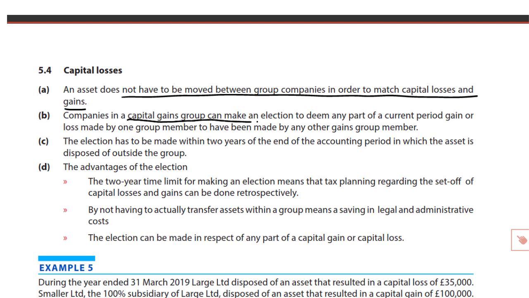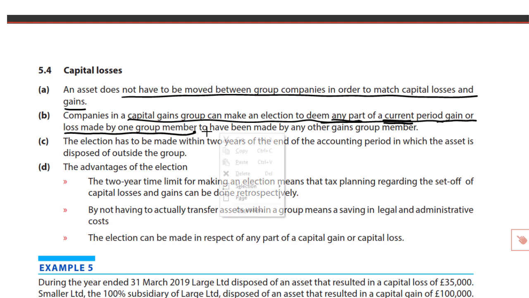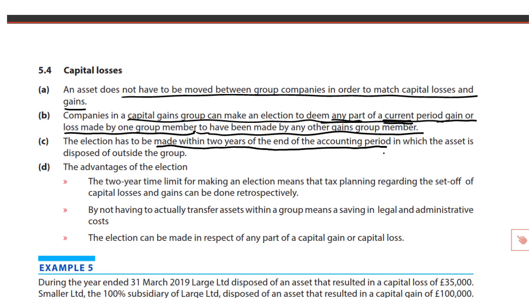Companies in a gains group can make this election to deem, here we go again, any part of, note that, a current period gain or loss made by one gains group member, and deem any part of such gain or loss to have been made by any other gains group member or indeed members. And the beauty of this, it could be done retrospectively. The election has to be made within 2 years of the end of the accounting period in which the asset is disposed of outside the group.